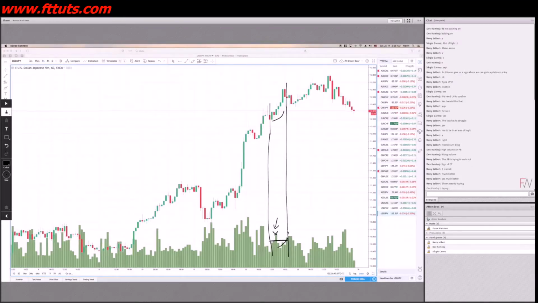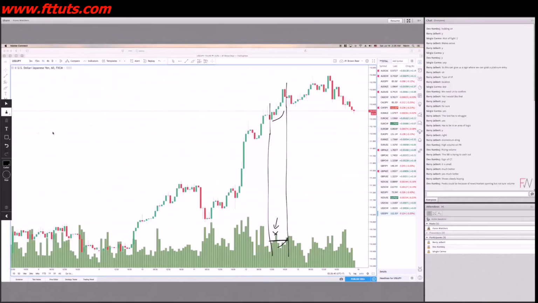Yeah, very good, Barry. So show steady buying. That's a sign of a larger player. Although high volume can also mean there's a large player in there, a large player goes piece by piece.